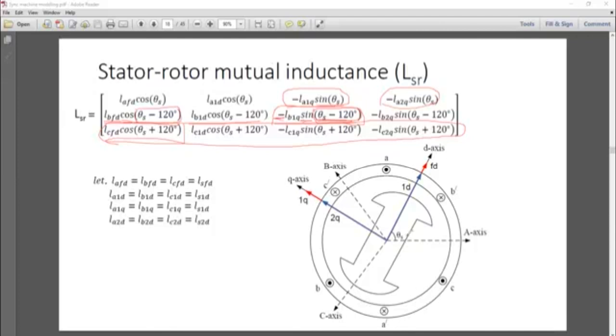Equal priority. How much is this angle between FD and C axis? Sorry, between C and FD. So where is C? This is C. Where is FD? This is FD. How much is this angle?